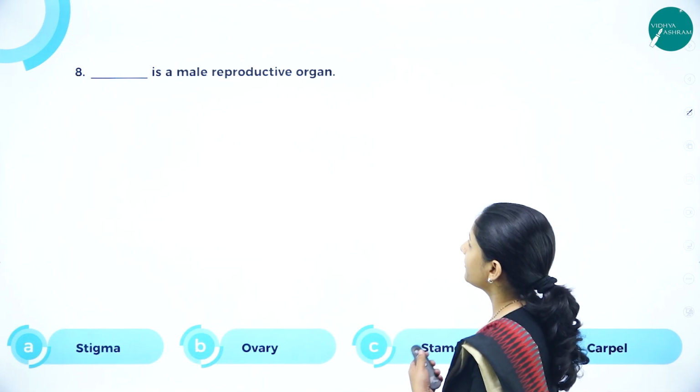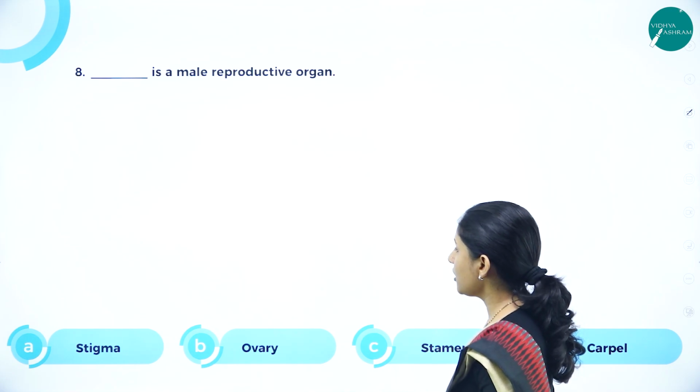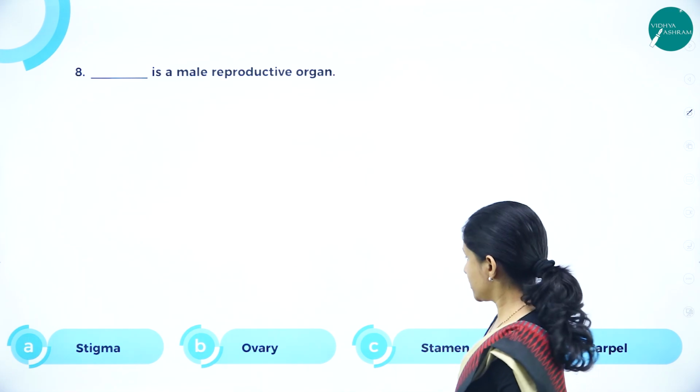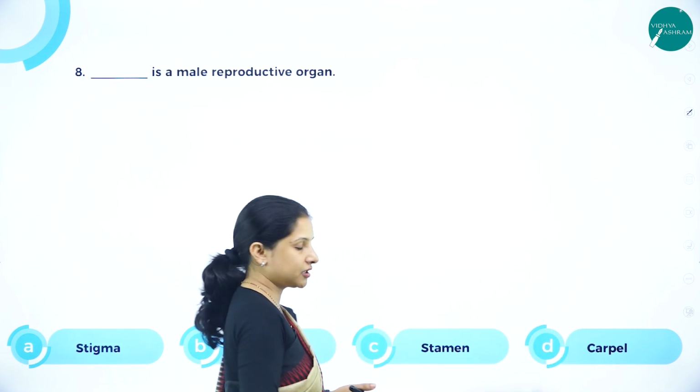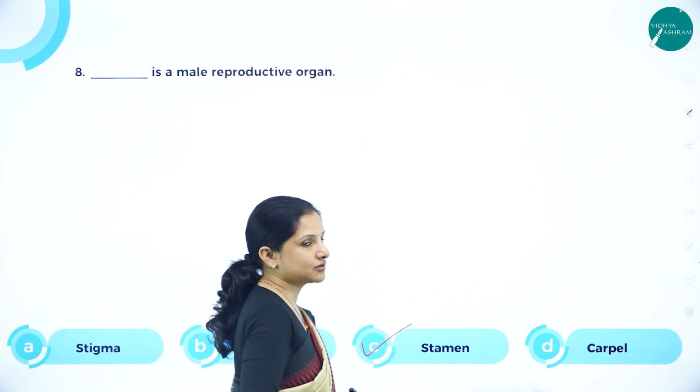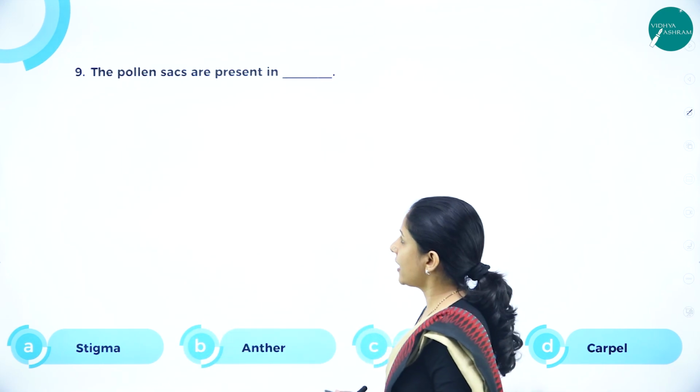Next. Dash is a male reproductive organ. Stigma belongs to female, that is gynoecium. Ovary belongs to female, gynoecium. Stamen, carpel. Carpel also comes under gynoecium. Stamen is the male reproductive organ which comes under androecium.